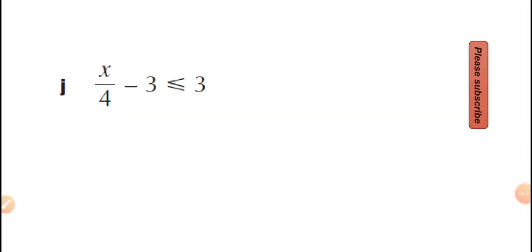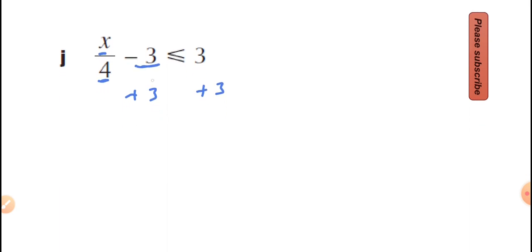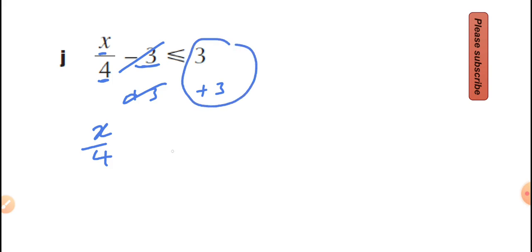So for question J, to solve this, we're going to get x on its own. So we're going to get rid of this minus 3 first, and then the 4. So to get rid of the minus 3, we have to add 3 to both sides. So when we add 3 to both sides, the minus 3 and the plus 3 cancel out, leaving just x over 4. And here 3 add 3 is 6.